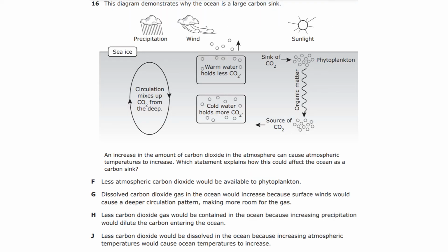Here's another diagram, and it says this diagram demonstrates why the ocean is a large carbon sink. Now what that means is that carbon in various forms is collected in the ocean and held onto. All right, so we have precipitation, we have sea ice, we have the wind. All of these things affect the surface of the ocean in addition to sunlight. And it shows that CO2 is used by phytoplankton. So phyto means light, plankton, little tiny microscopic plants in the ocean.